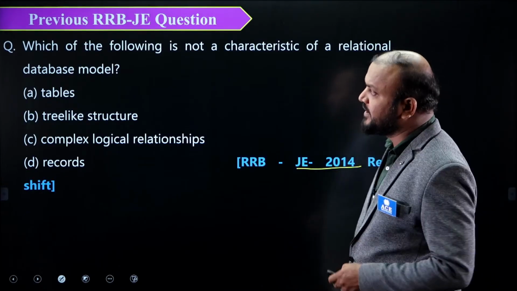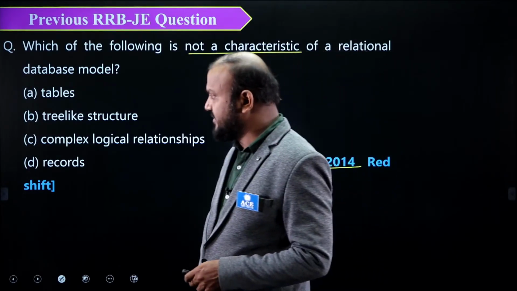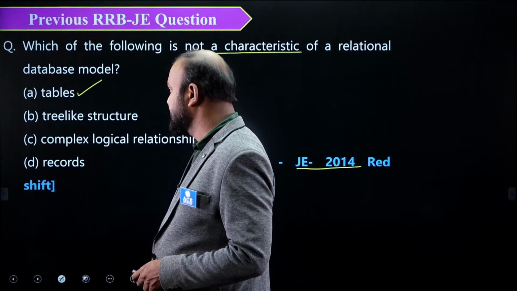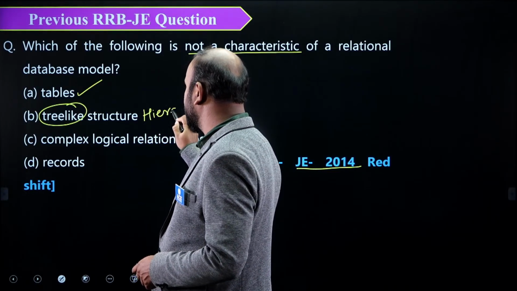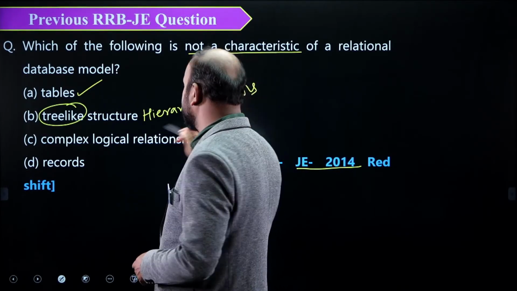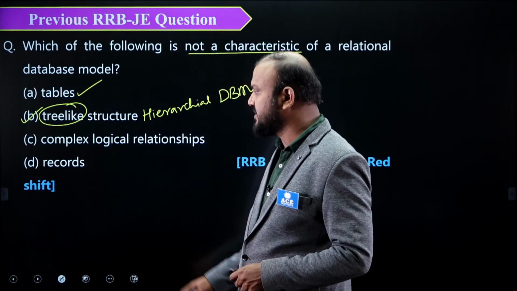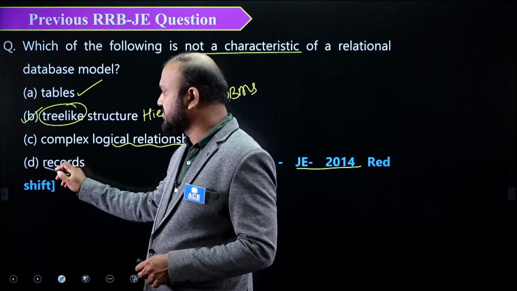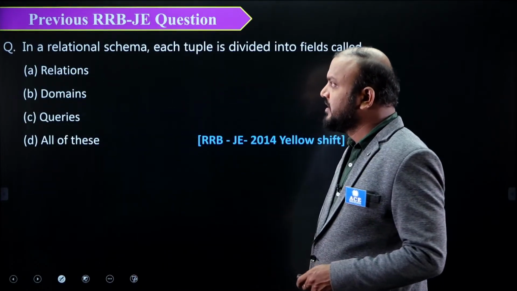Here is a 2014 question. Which of the following is not a characteristic of a relational database model? In relational database models, we represent the database in the form of tables, and tree-like structures are called hierarchical DBMS. So this is not a characteristic of RDBMS. RDBMS is used to represent complex logical relationships between the tables, and it stores records. These are all correct things. Which is incorrect? B.